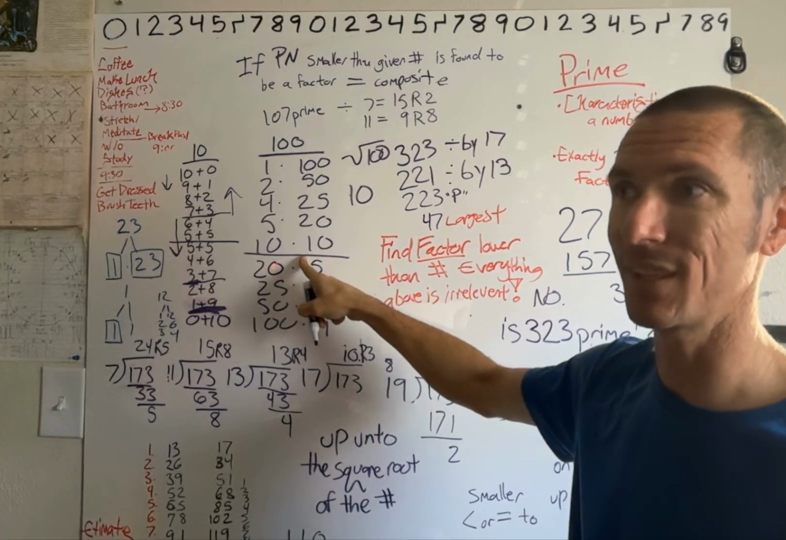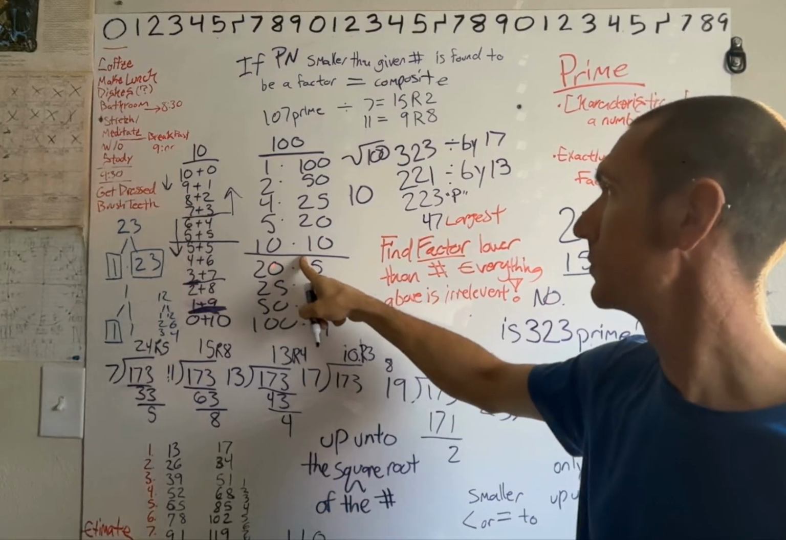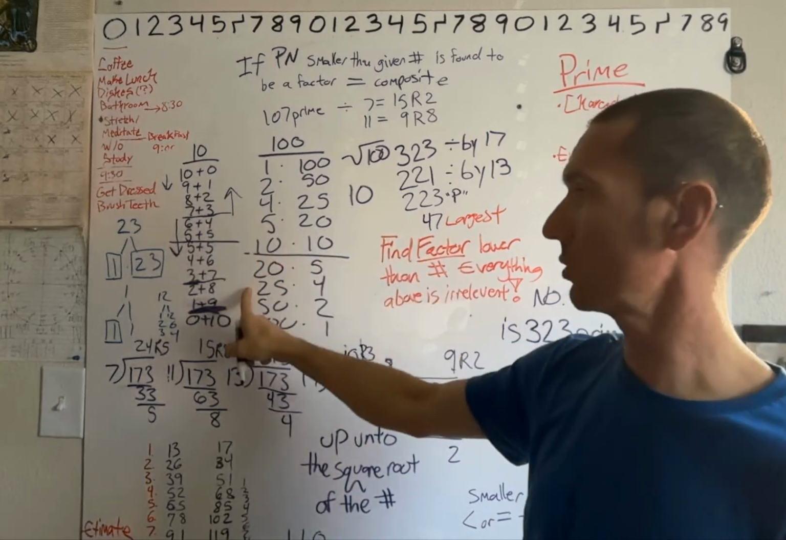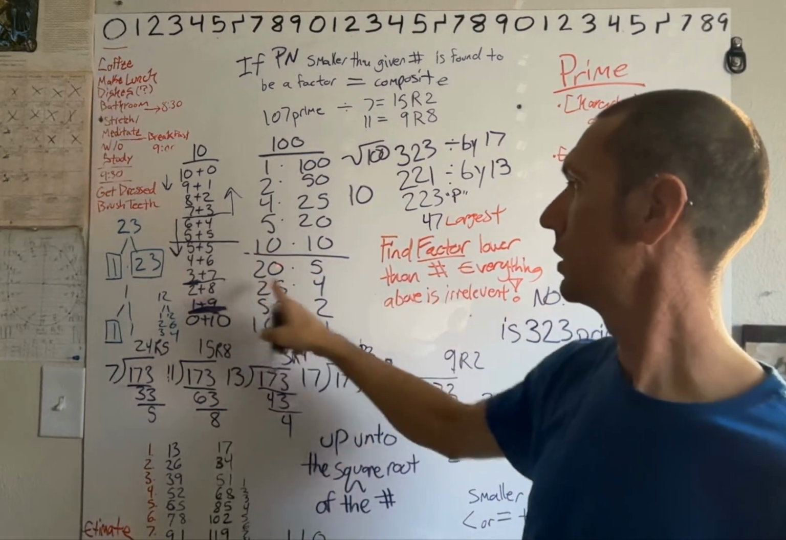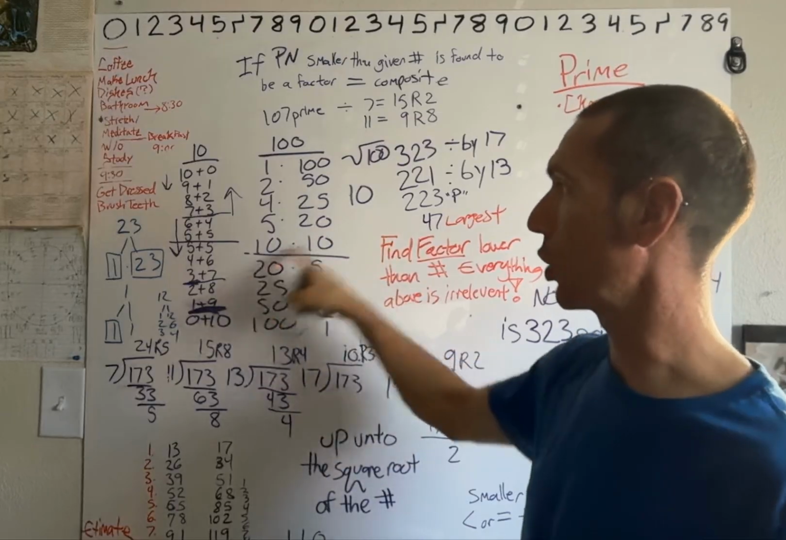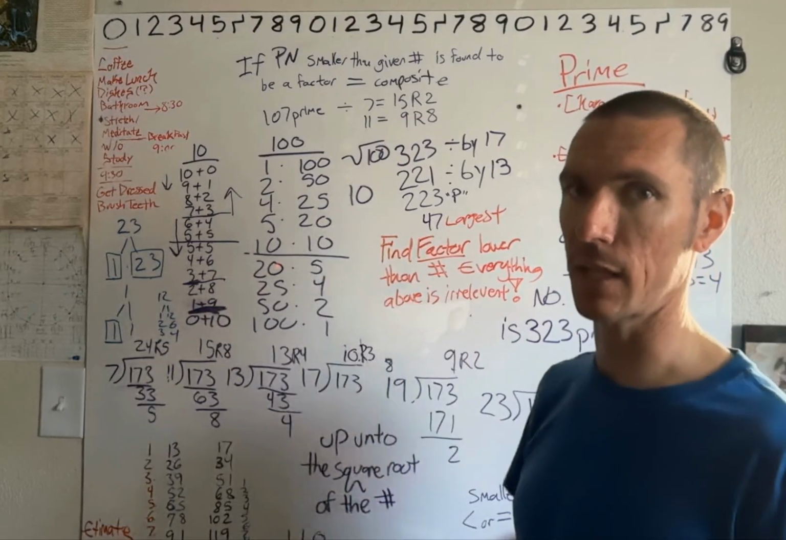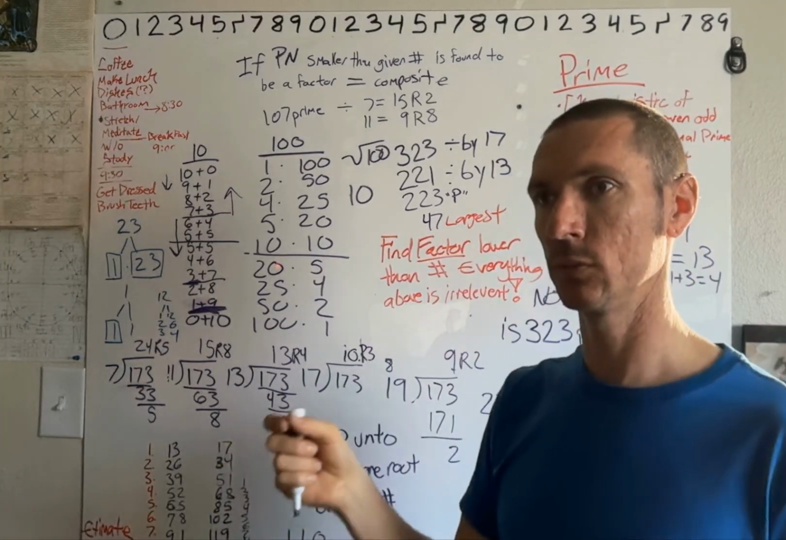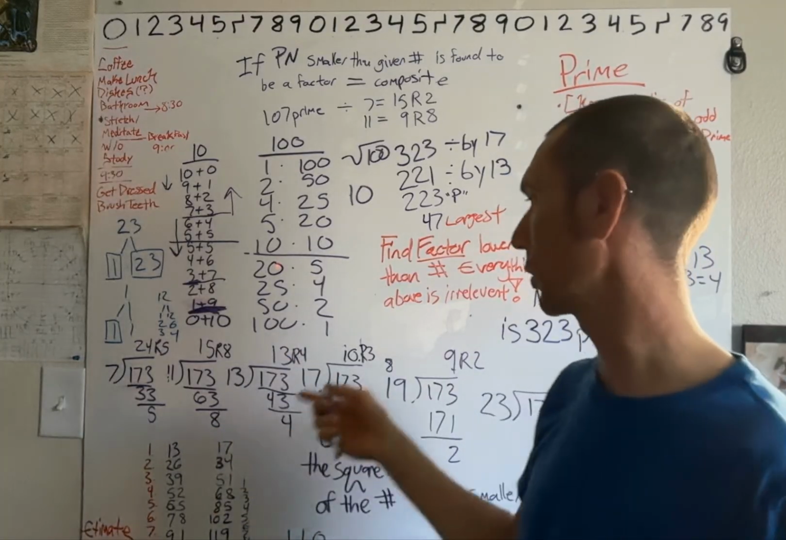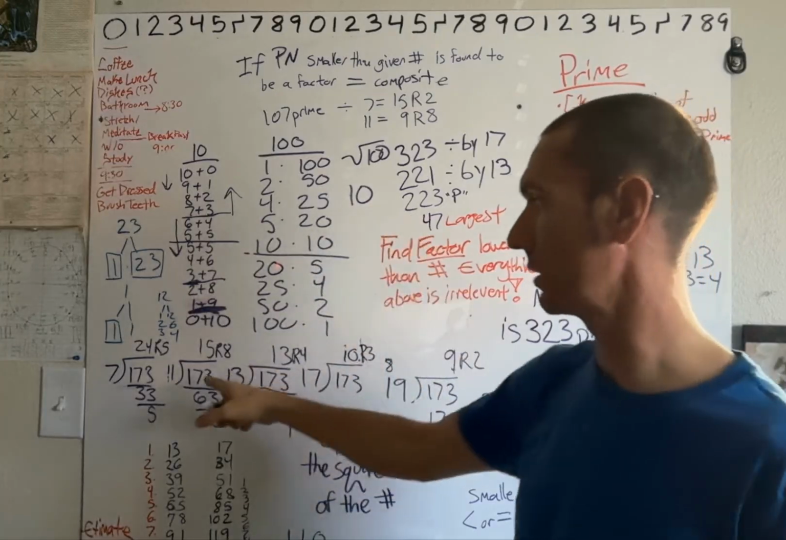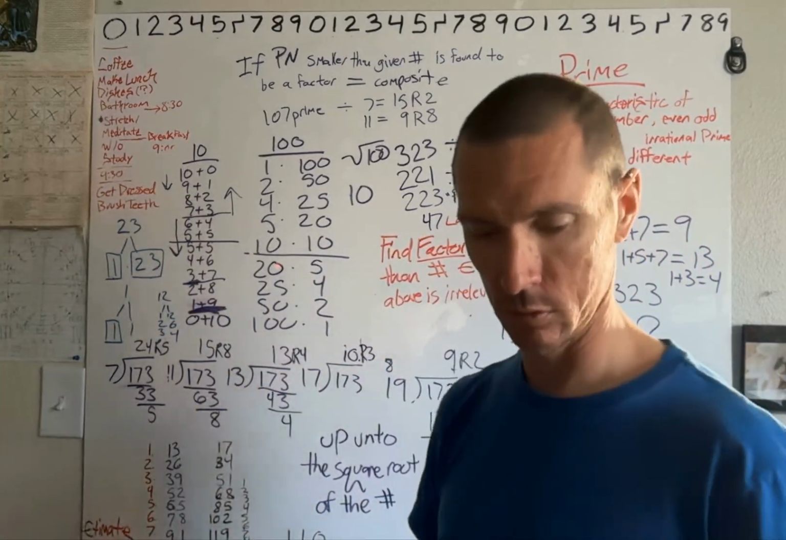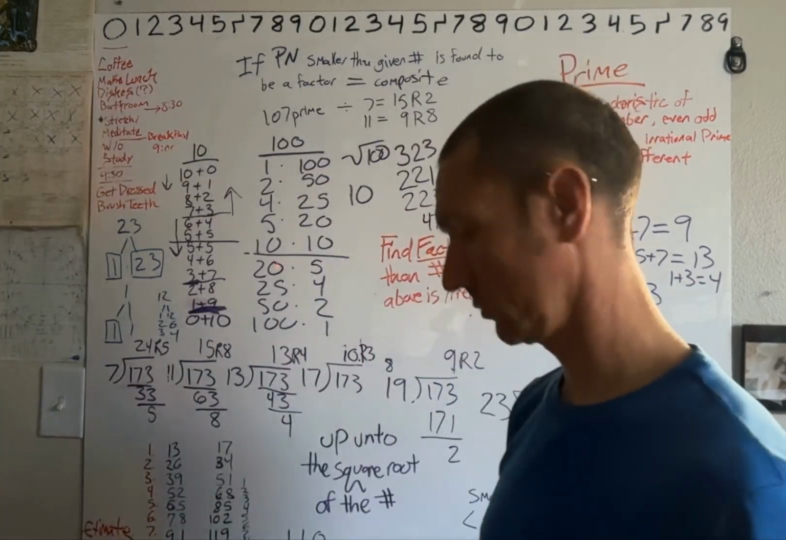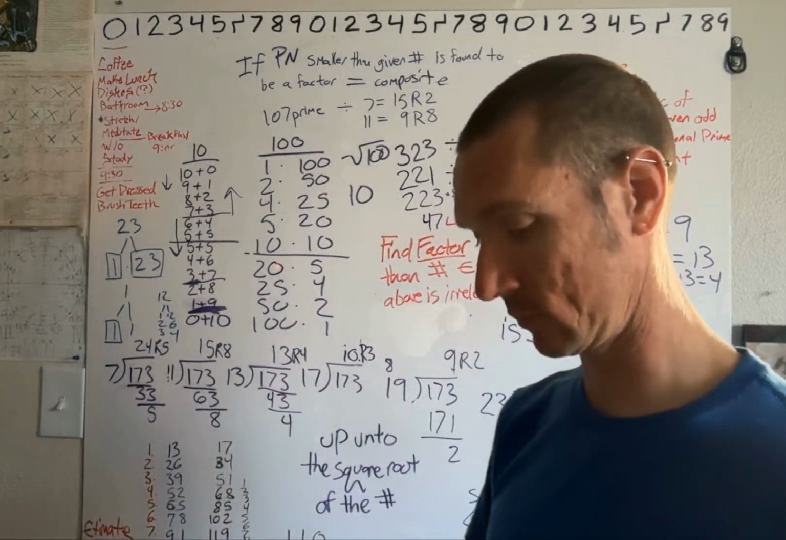What number times itself is going to get you to that number? Because as soon as you go larger than 10, its partner has already been satisfied. So once you go over the square root of a number that you're trying to find the prime of, then you don't need to keep on testing.